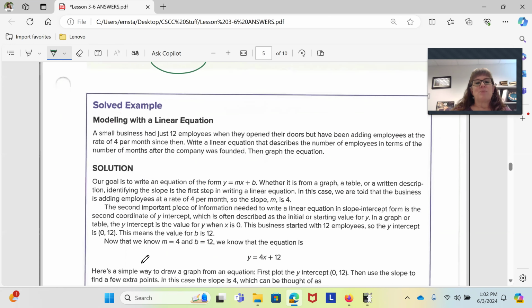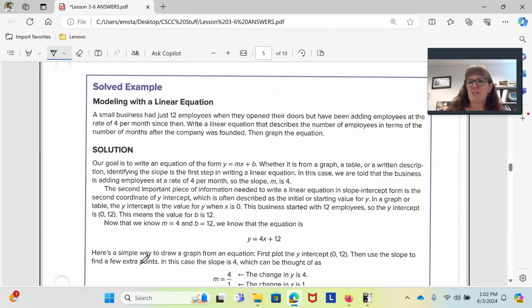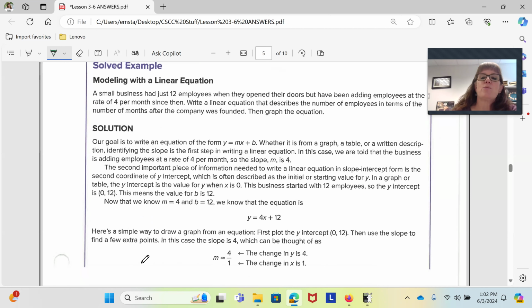Let's talk through this example real quickly. They give us a small business has 12 employees, and they're adding 4 employees per month. Well, their slope is 4, that's the change, that's per month. Whenever you see the word per, that's going with your variable, and they started with 12. So that's where they got this equation from, y equals 4x plus 12. It would be absolutely fine to say y equals 12 plus 4x, if that makes more sense to you. Some people like to say start with the starting value and then adding 4 each time.